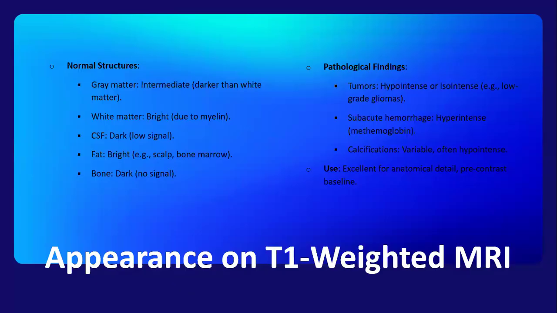Now, the various findings in terms of pathology that you can use this for are tumors, subacute hemorrhages, and calcifications, and it's excellent for anatomical detail. So T1 MRI images, when you identify them, you'll be able to use them in great detail to describe the anatomy. Next slide, please.